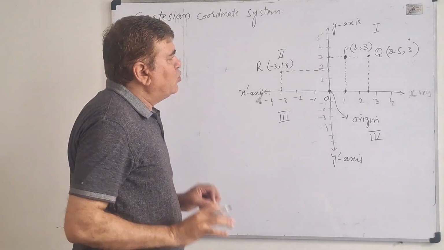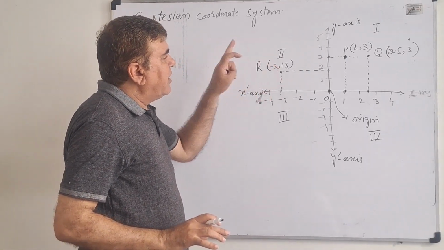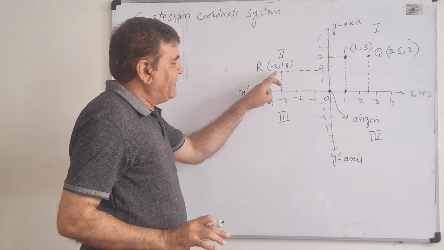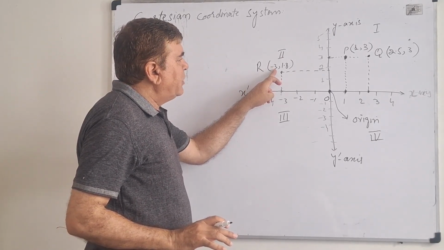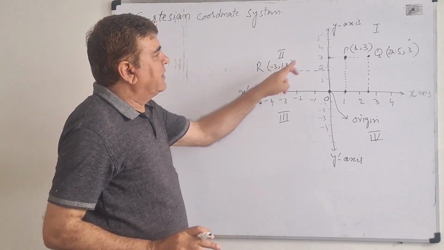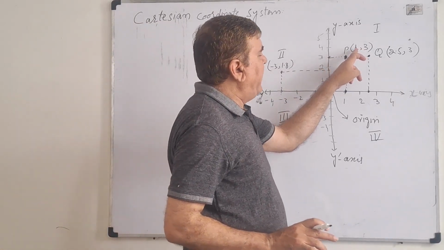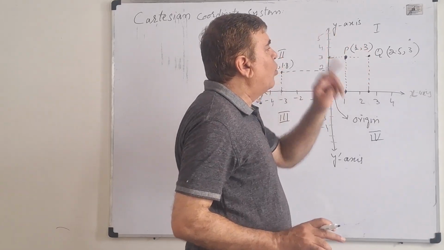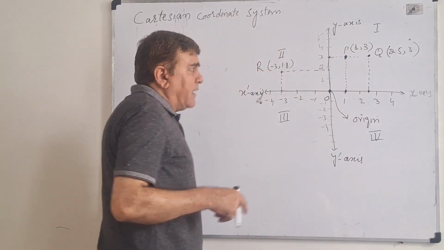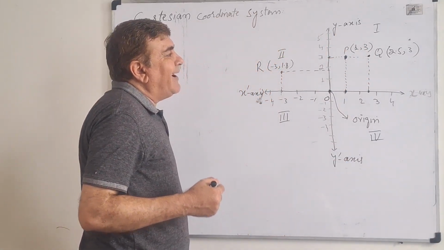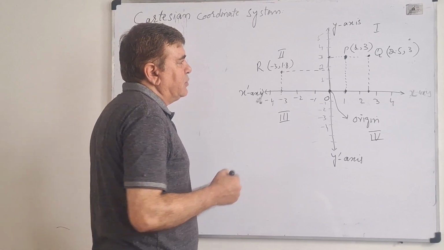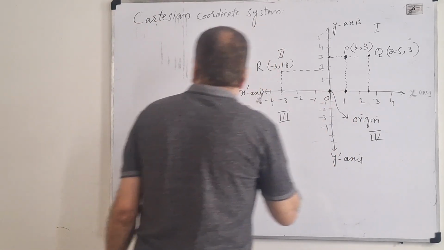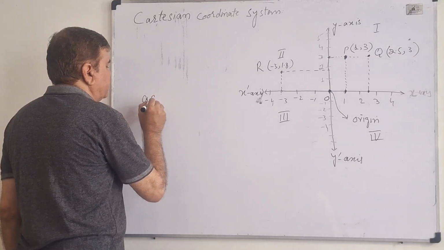And these numbers are called coordinates. This is called the x coordinate and this is called the y coordinate. The first number in every pair is called the x coordinate and the second number is called the y coordinate. Sometimes we use other names, like the values along the x-axis are called abscissa.